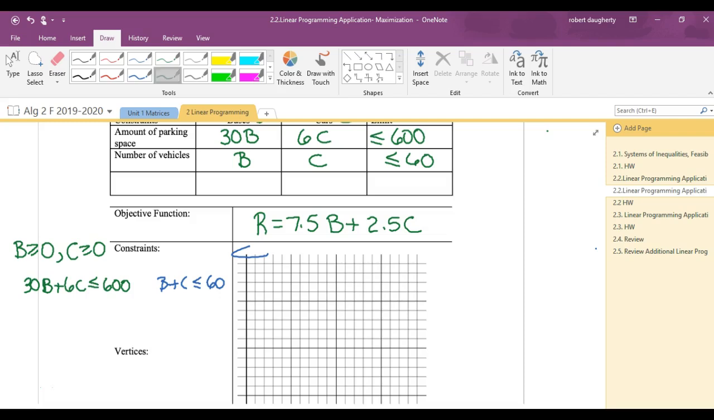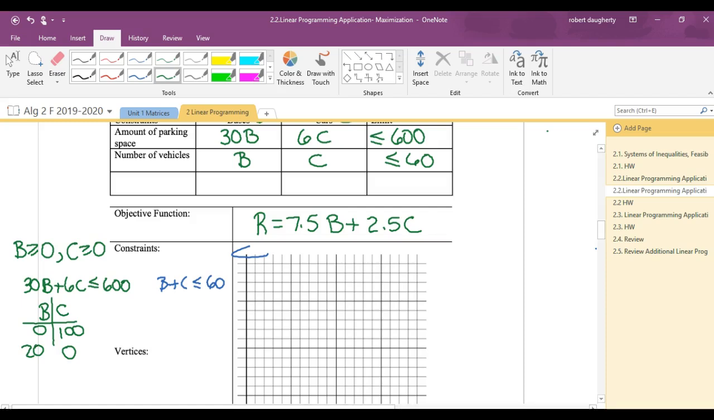In this first problem, let's pick values of B and C. If B is equal to 0, then C is equal to... no, 100, sorry. So B is equal to 0, C is equal to 100. If C is equal to 0, then I get B is equal to, is that 20? So I get those points.